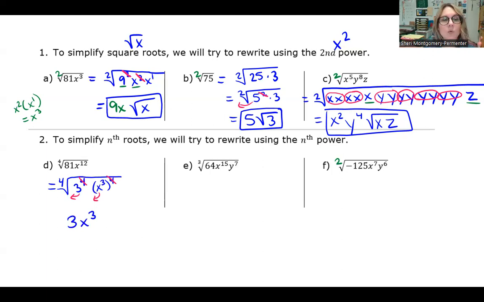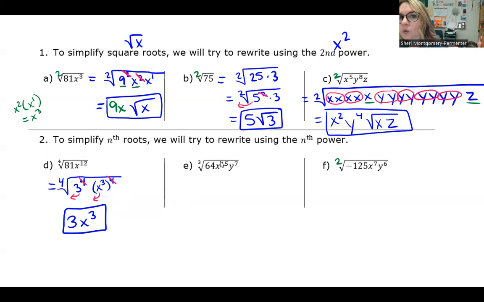If I take both of those things out, what is left underneath the radical? Nothing. I just took everything out. So it's okay if the radical totally disappears. So whenever the power goes in there evenly, like 12 divided by 4 goes in there evenly, you can rewrite it like this.